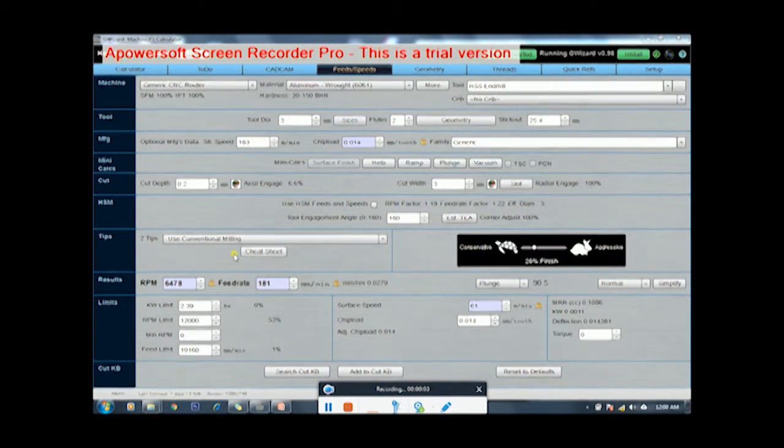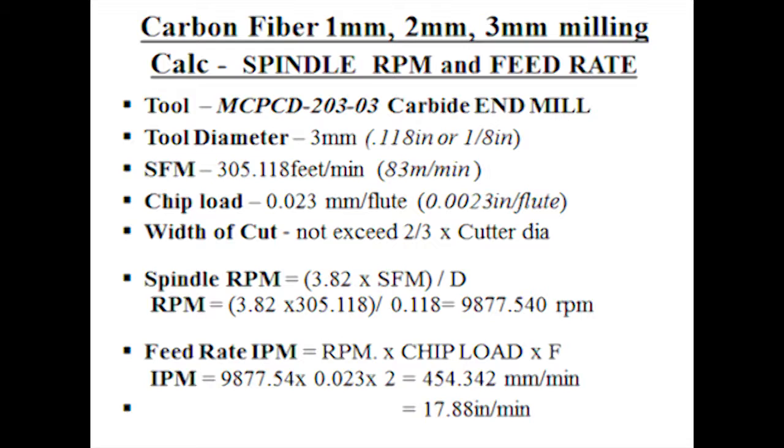Here in the G-Wizard software, the material, tool dia, cut depth and chip load, I have defined all of these. After simplifying the equation, we get the RPM of 6478 and feed rate of 181 mm per minute. Moving toward the carbon fiber 1 mm, 2 mm, 3 mm milling, the calculations are given here.